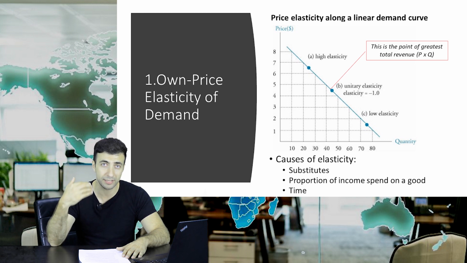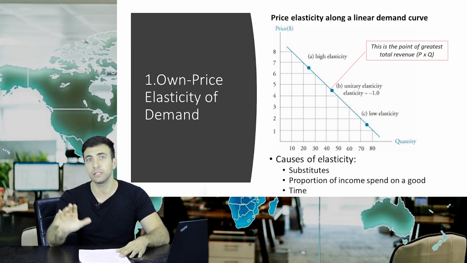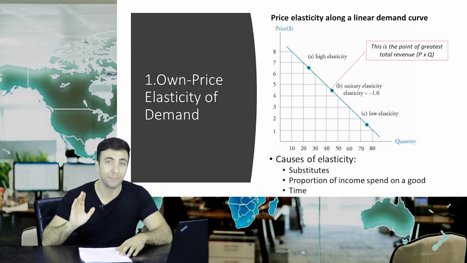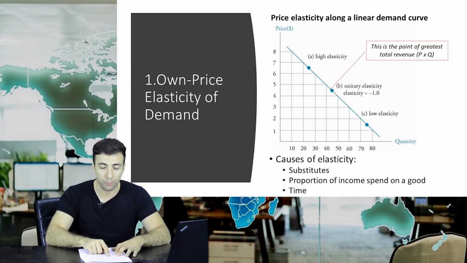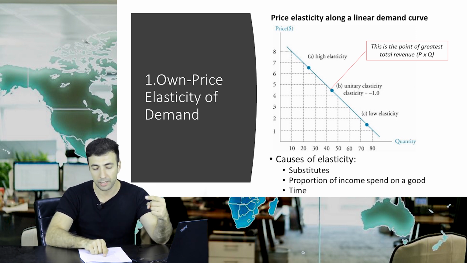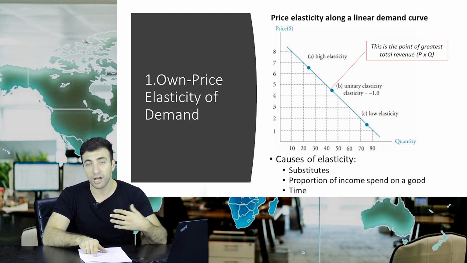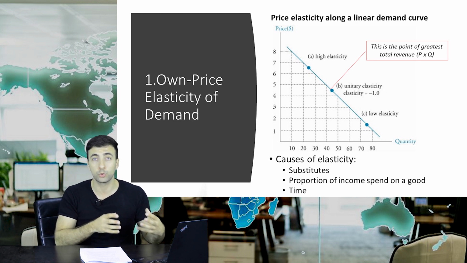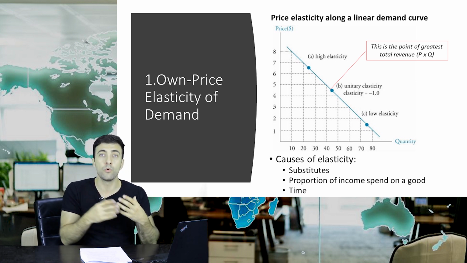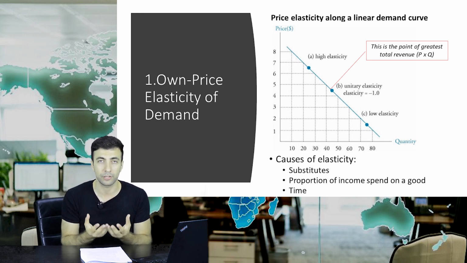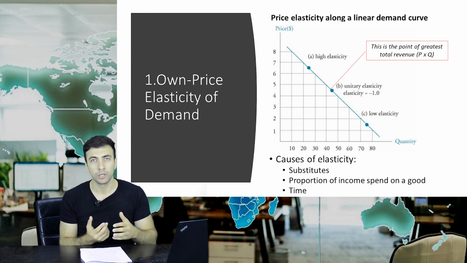Now let's go to the second reason. Guys, the second reason for the demand elasticity is the portion of income that's spent on a good. Portion of income spent on a good. What does it mean? It means that the larger the proportion of income you spend on some good, the more elastic the individual demand curve. What does it mean?